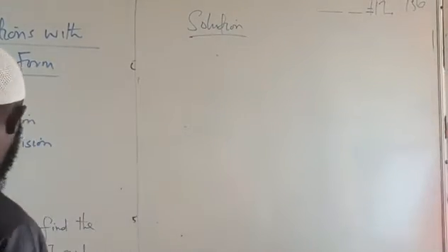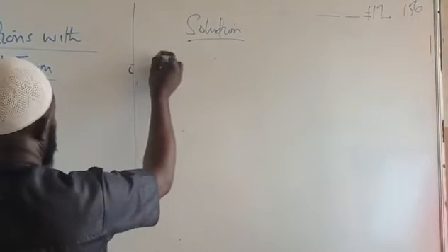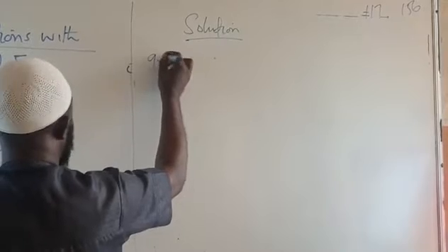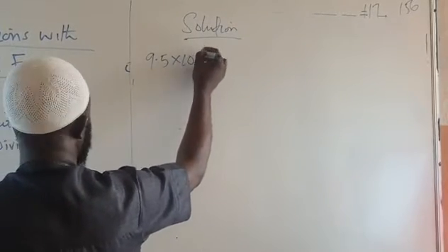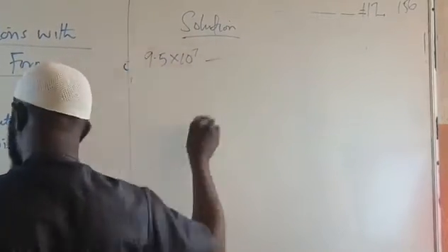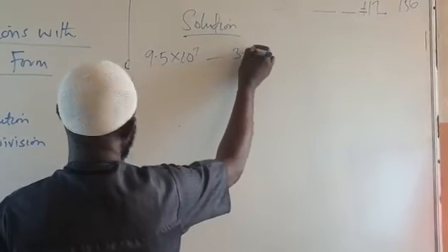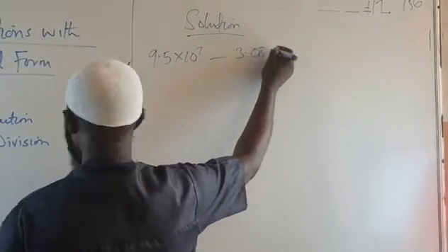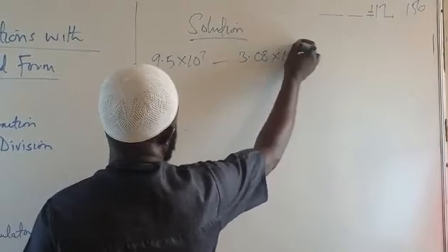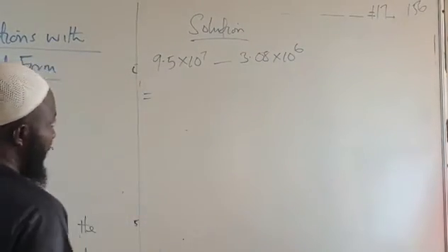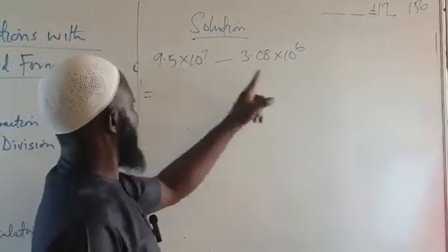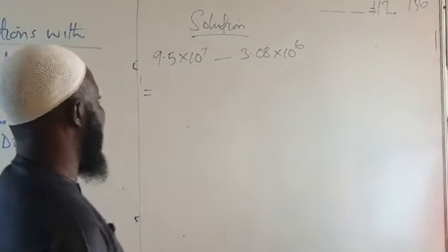So we need to have 9.5 times 10 raised to the power 7 minus 3.08 times 10 raised to the power 6. So the same thing, the lowest power of 10 here is 6. So we factor that out.